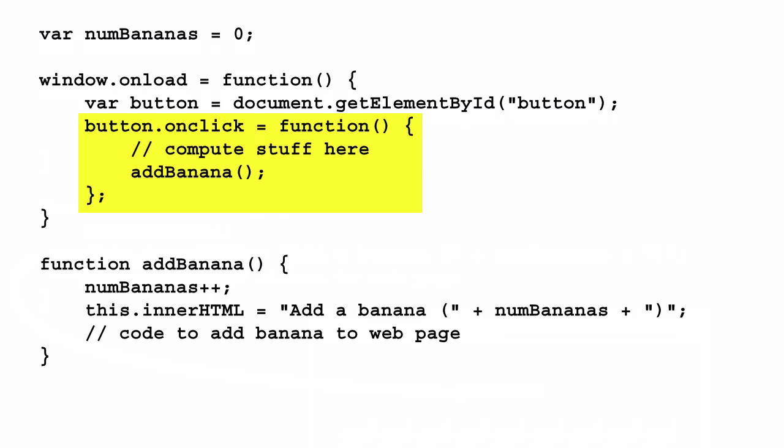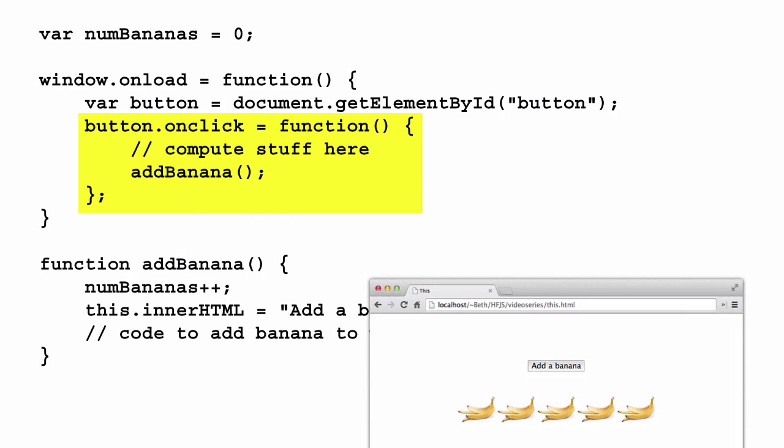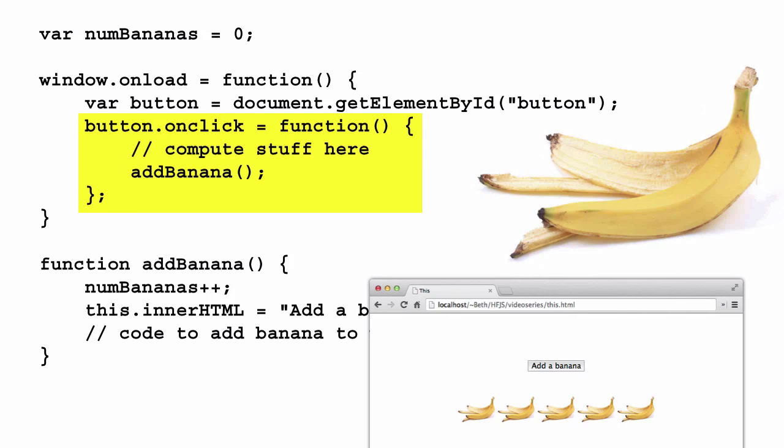Here, we're assigning an anonymous function to button.onClick, computing some stuff, which I'm not showing, and then calling addBanana from inside that function. But making this small change breaks the code. Now, when you click on the button, you still see a new banana image added to the page, but the text of the button is not updated with the number of bananas. So it looks like we have slipped on another banana and lost track of the value of this again.